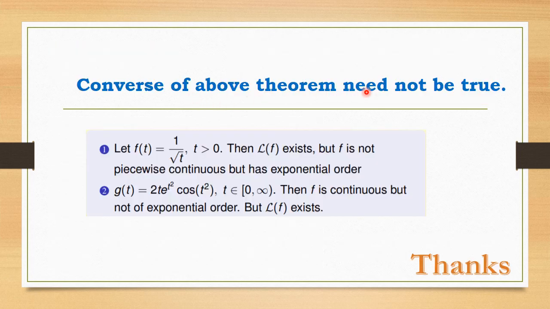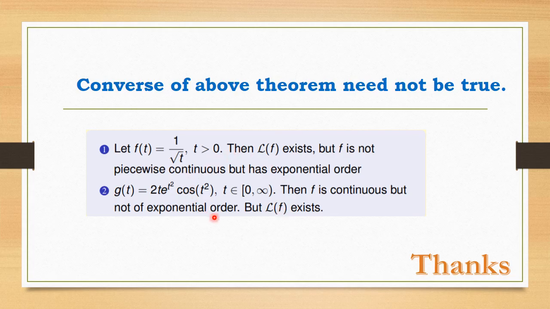However, the converse of the above theorem need not be true. For example, consider the function 1 over square root of t for t strictly greater than 0. This function is not piecewise continuous, but it is of exponential order alpha. However, the Laplace transform of this function exists. Similarly, for the function 2t into e to the power t square cos t square, this function is continuous but not of exponential order alpha. However, its Laplace transform exists.